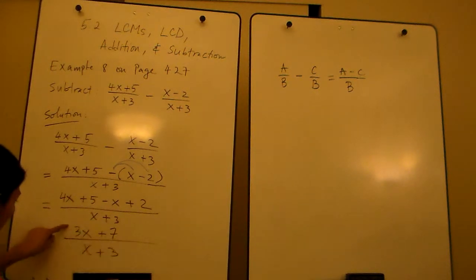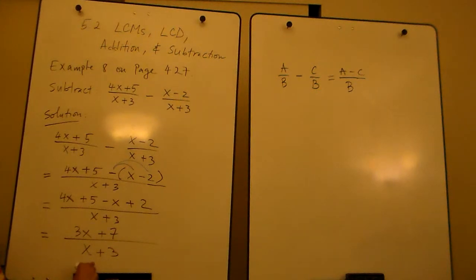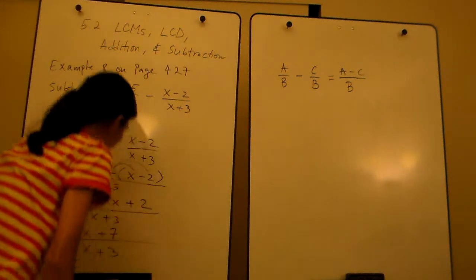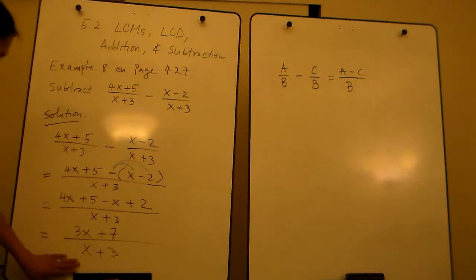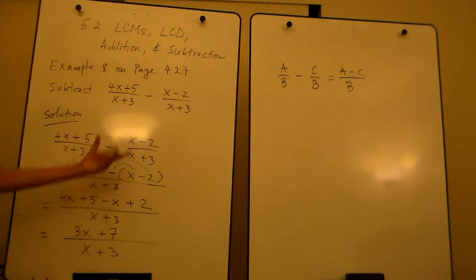You cannot factor it any further. There are no common factors. This denominator is x plus 3, and you cannot factor it any further, so you know that you're done. Since you cannot find any common factors in the numerator and denominator, you're done. You cannot simplify this answer any further. So this 3x plus 7 divided by x plus 3 is the answer from subtracting the two fractions.